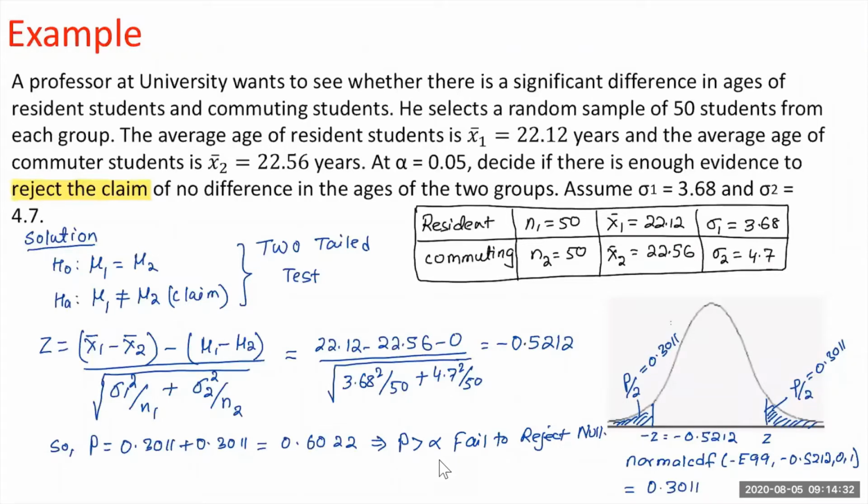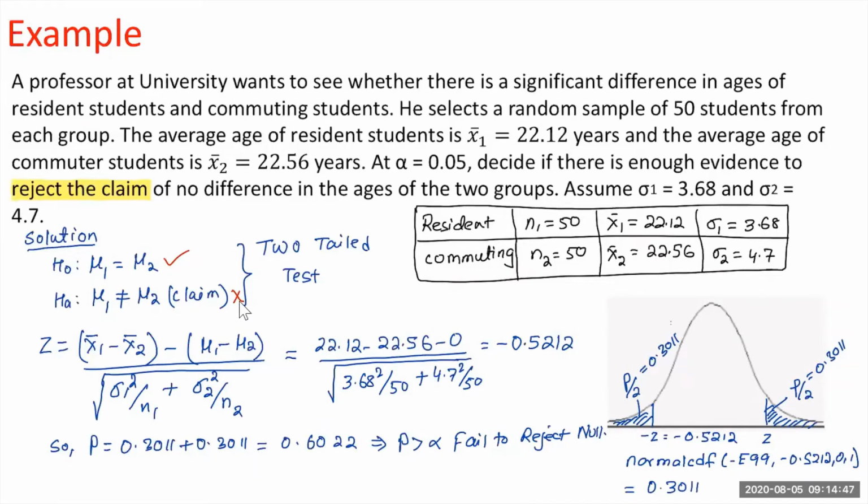Meaning we are not rejecting the null. We fail to reject the null. We are not rejecting the null. We are accepting the null. We are rejecting the claim.